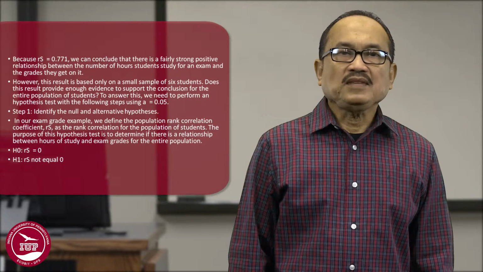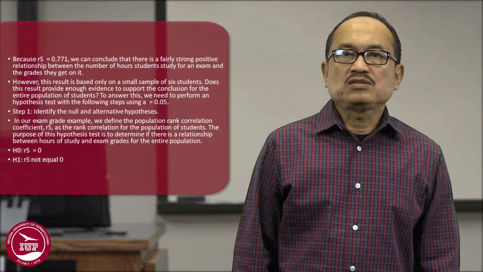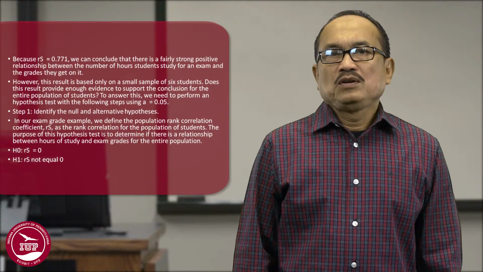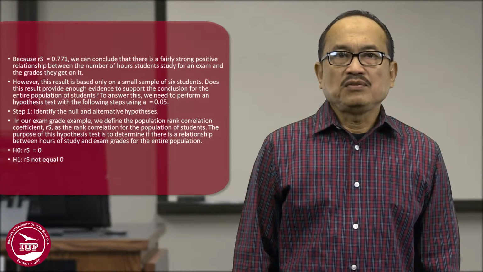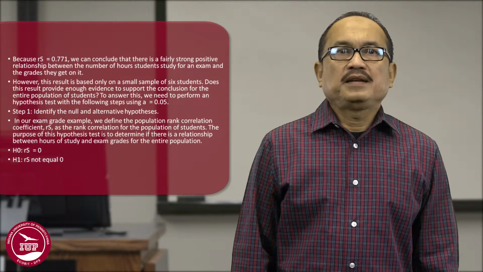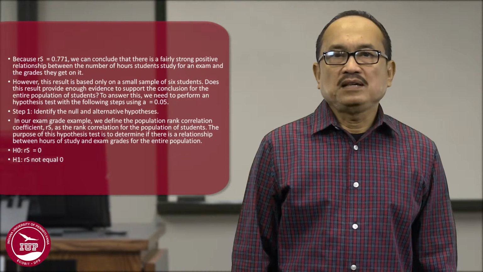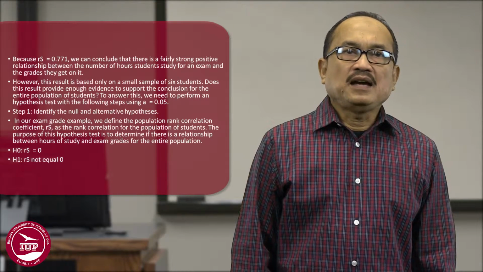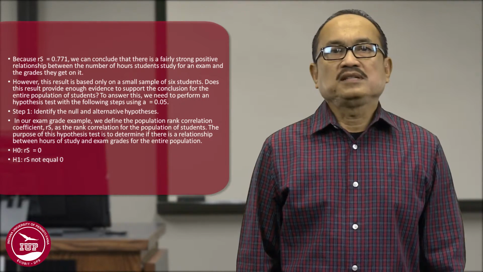However, this result is based only on a small sample of 6 students. Does this result provide enough evidence to support the conclusion for the entire population of students? To answer this, we need to perform a hypothesis test with the following steps using alpha equal to 0.05. Step 1. Identify the null and alternative hypotheses.